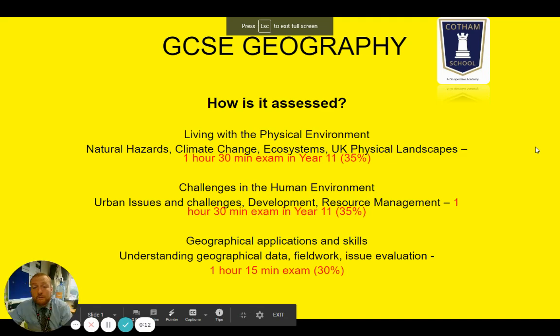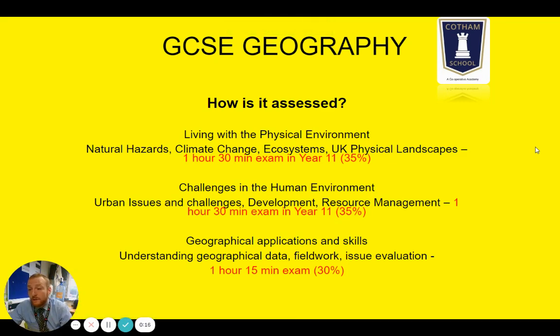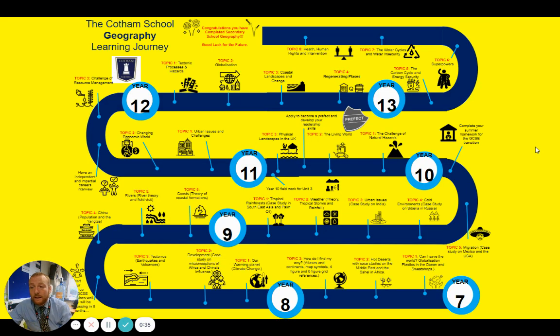So first thing we're going to do is just focus on how geography is assessed at GCSE. There are 3 exam papers: living with the physical environment, which is a 1 hour 30-minute exam at the end of year 11. There is a challenges in the human environment exam, which is 1 hour 30 minutes at the end of year 11. And finally, there is a geographical applications and skills exam, which is at the end of year 11, and that exam paper is 1 hour 15 minutes long.